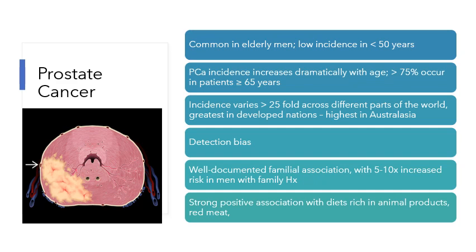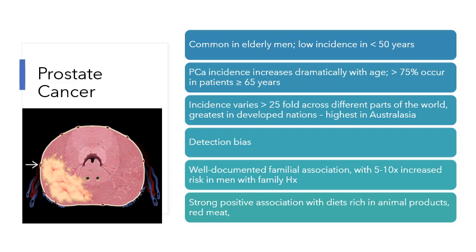Some of the remarkable increase in the incidence of prostate cancer is of course due to detection bias. With screening and what have you, we've been looking much more closely for prostate cancer, and obviously the more closely we look, the more we're likely to find it.